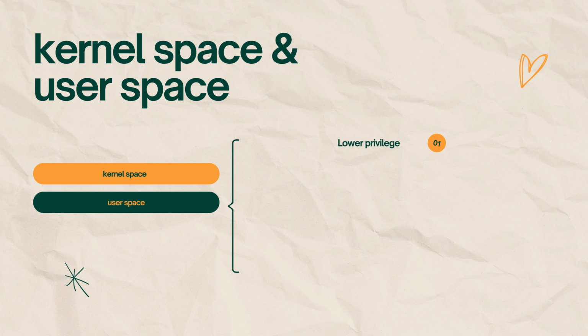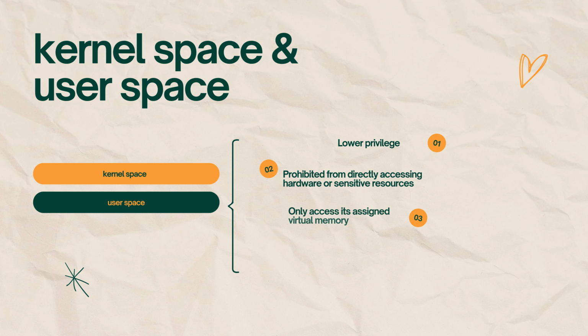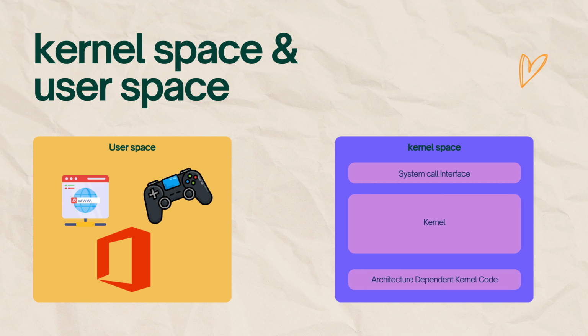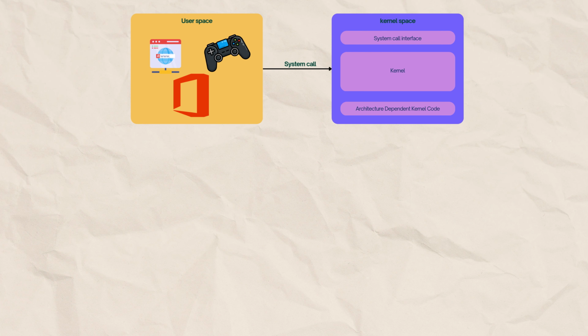User space has lower privilege, is prohibited from directly accessing hardware or sensitive resources, and can only access its assigned virtual memory. Access is restricted by page table permissions. User space runs application code, browser, game, office software, and must request resources via system calls. Each process has isolated user space. Memory is sandboxed. User space can't directly access kernel resources. It must go through system calls.